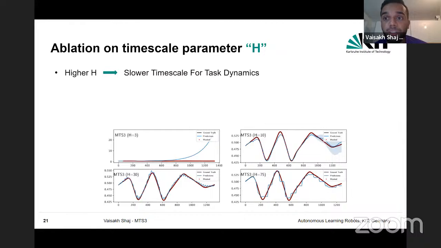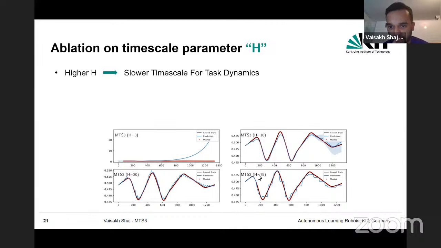What happens when we change this h? A higher h means a slower time scale for the task dynamics, which means we are talking about a much larger abstraction. What we observed was when h is very small, meaning very fast task dynamics, then it was deviating. These are MTS3 variants with different values of h. It was completely deviating. For h equal to 3, it was okayish. We reported the result with h equal to 30 because it gives the best RMSE error.